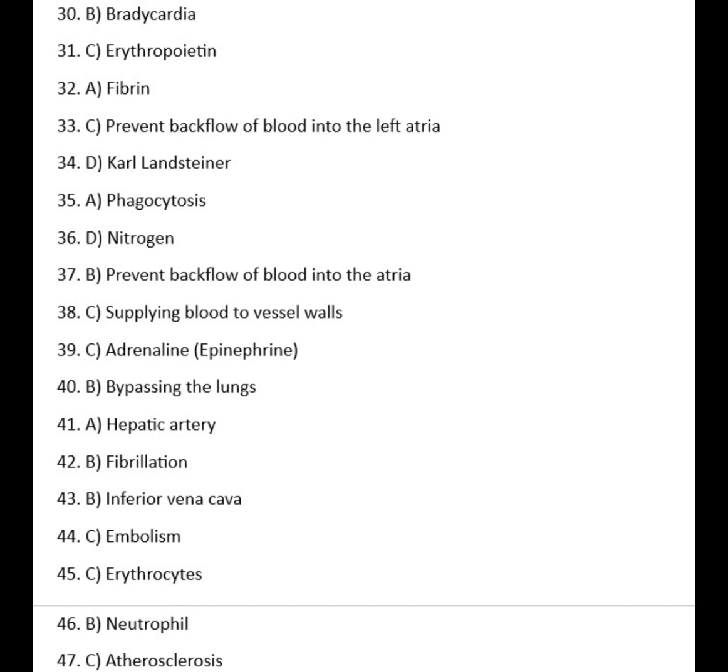31. C. Erythropoietin. 32. A. Fibrin. 33. C. Prevent backflow of blood into the left atria. 34. D. Karl Landsteiner. 35. A. Phagocytosis. 36. D. Nitrogen. 37. B. Prevent backflow of blood into the atria. 38. C. Supplying blood to vessel walls. 39. C. Adrenaline, epinephrine. 40. B. Bypassing the lungs.